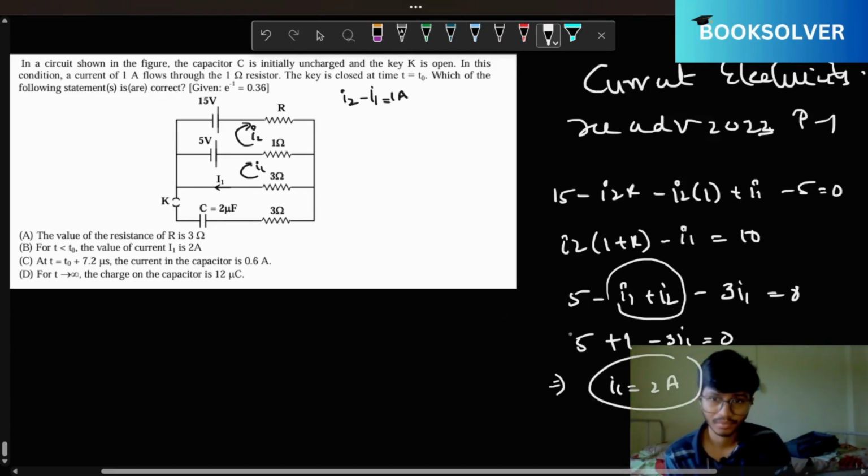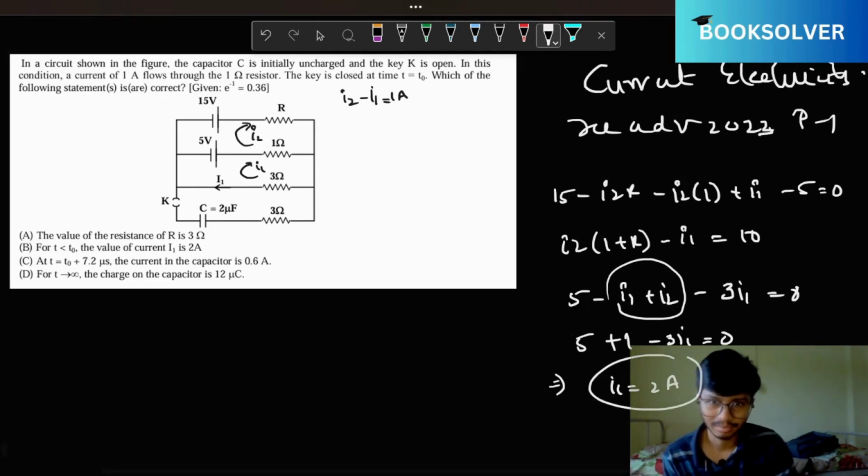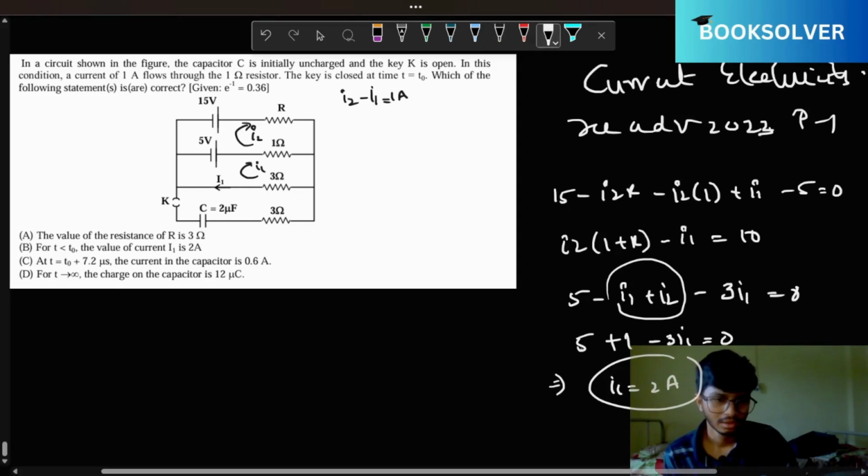Now why is it I2 minus I1 and not I1 minus I2? It's because the voltage of this point is more than the voltage of this one. So we have to take it like that, right? So we get it like this.